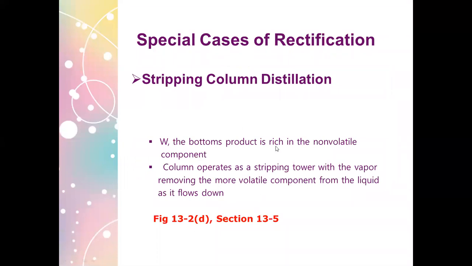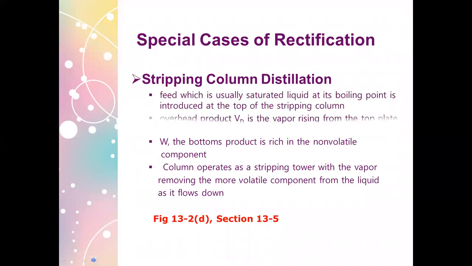Now, let's go to the special case of rectification. These are found in Jan Kuplis. You cannot read this in McCabe. This is not provided in McCabe. This is actually a mix of what I have read from Jan Kuplis and from the handbook. We have what we call stripping column distillation. It's like your column does not have an enriching section. Is there such a thing as a column not having an enriching section? That is why it's called the special case of rectification.